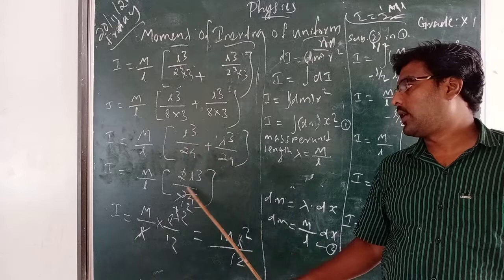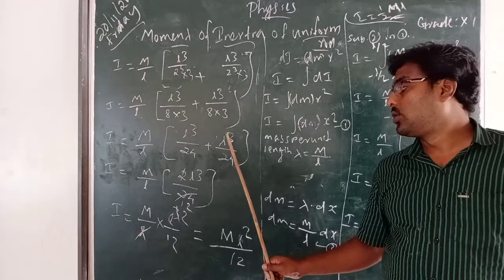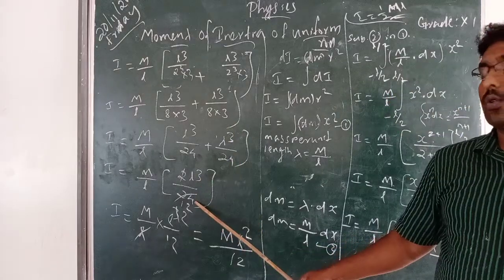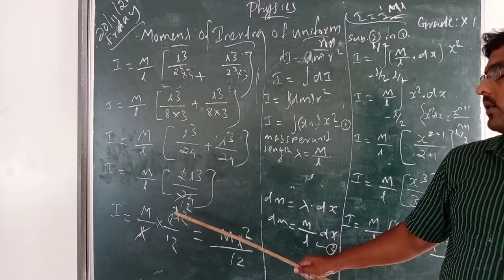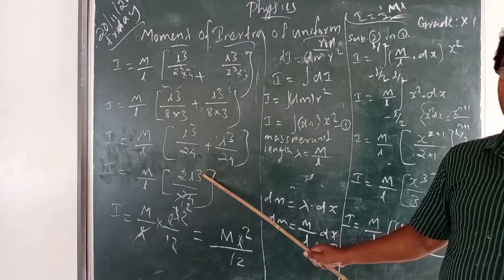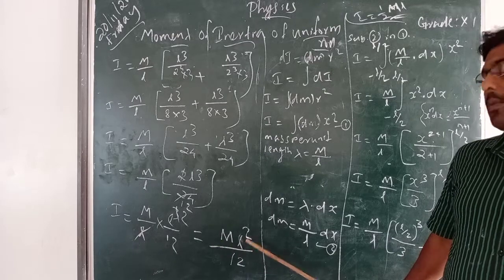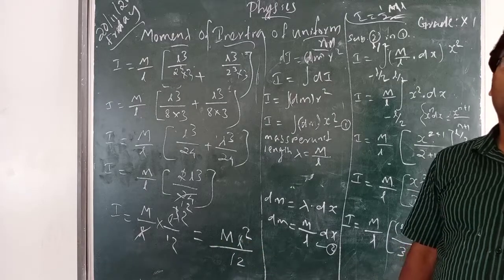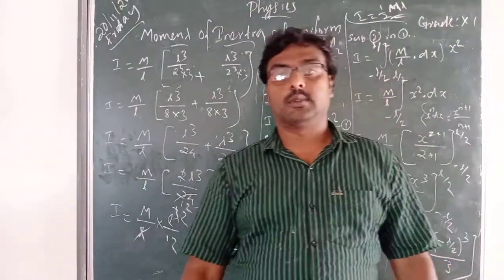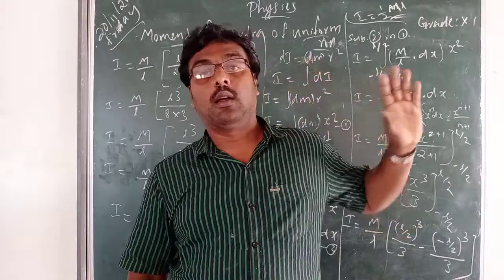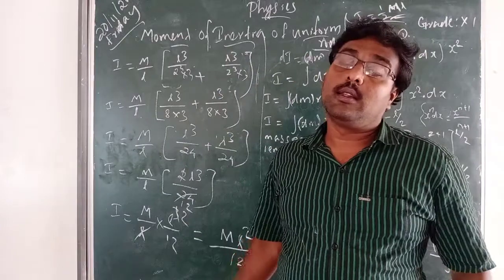So add L cube plus L cube. 1 L cube plus 1 L cube is 2 L cube, so 2 L cube by 24. And 2 and 24 cancel. So what will we get? L and L cube: from L cube, 1 L is cancelled, so remaining L square. So m L square by 12. You can write 1 by 12 m L square. So the moment of inertia of a uniform rod you can find out by using this method.